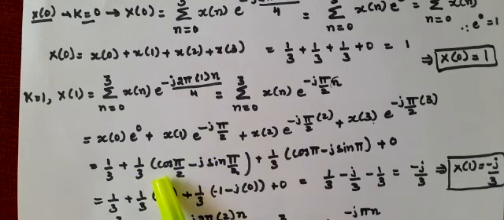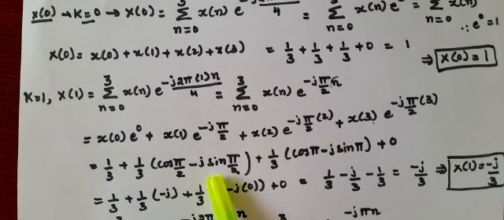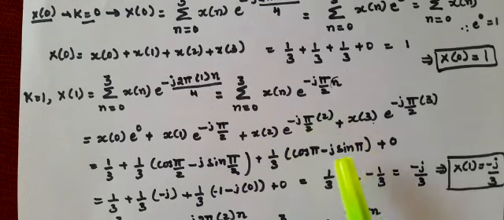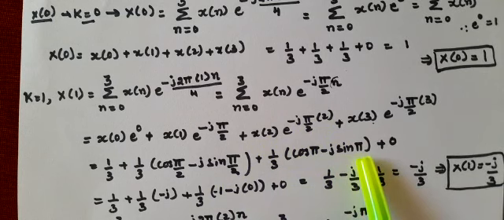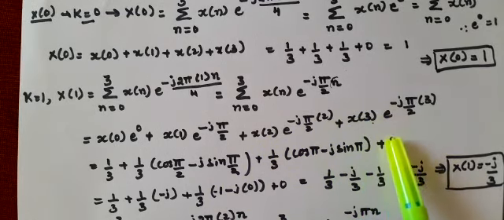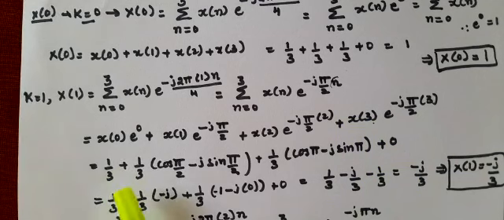What it is? Cos pi by 2 minus j sin pi by 2 plus 1 by 3. This 2 gets cancelled, so it is left with e to the power minus j pi, which is written as cos pi minus j sin pi, plus x of 3 value is 0. So, we have written as 1 by 3 plus 1 by 3, cos pi by 2 is 0, sin pi by 2 is 1. So, it will come as minus j plus 1 by 3, cos pi is minus 1, sin pi is 0. So, we will get it as, and x of 3 is 0.